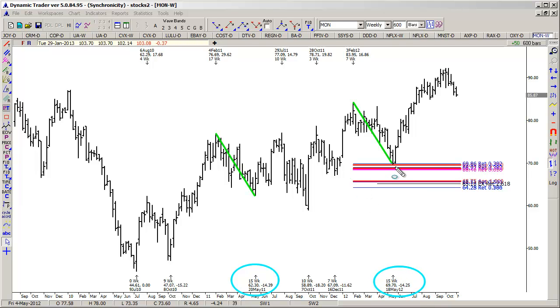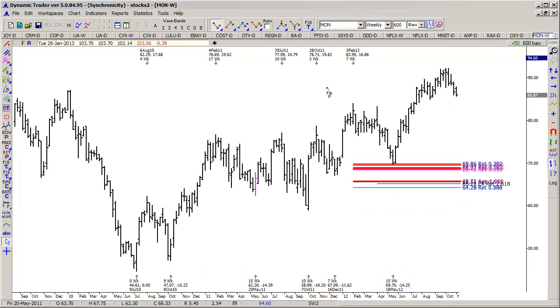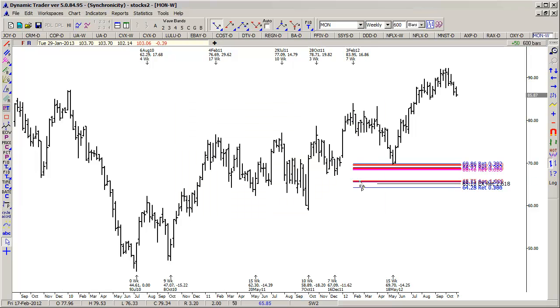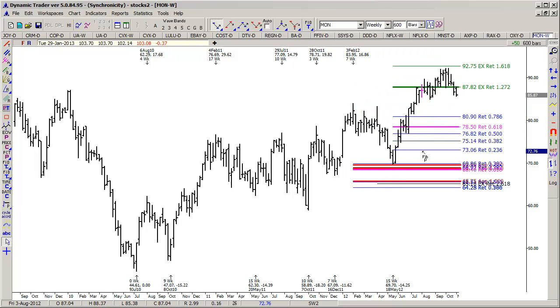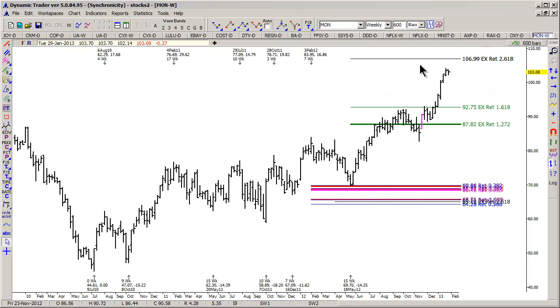So I felt pretty good about this setup because I knew that if it broke underneath this support, it probably wasn't going to work. And also the risk reward was pretty good because if it did hold, which it did, we knew that the initial upside target, I'm going to have to show all the projections on this one, was the 1272 extension. Target number 2 was the 1618 extension. And we did make target number 1 and eventually target number 2. We are short of target number 3 though.